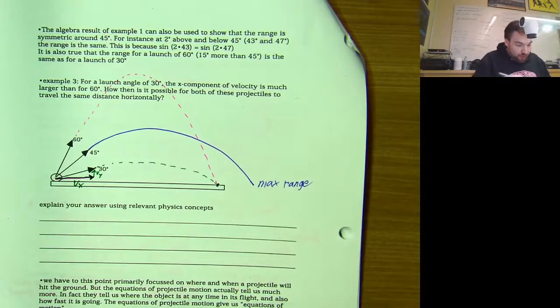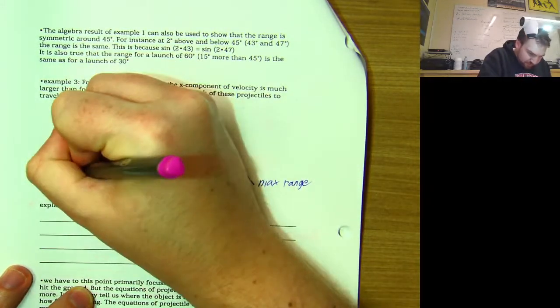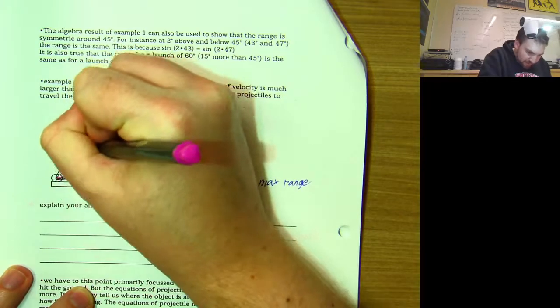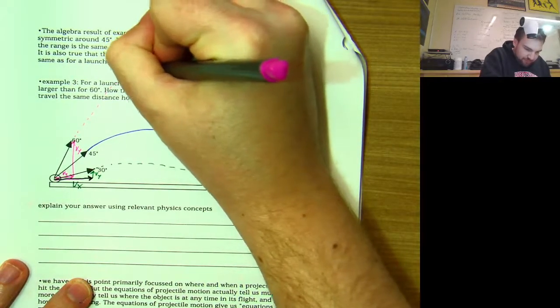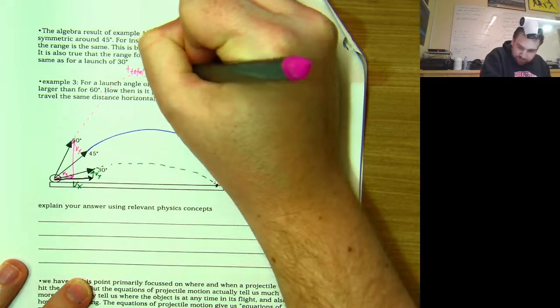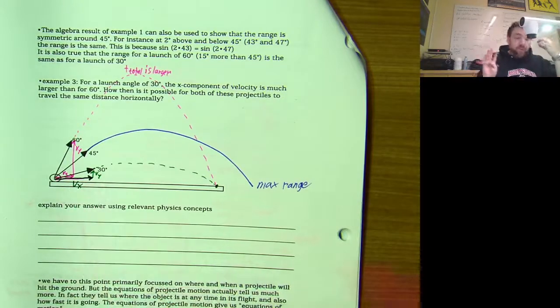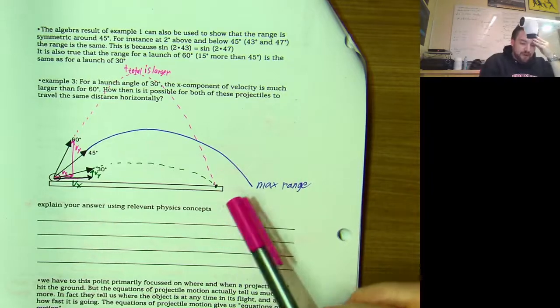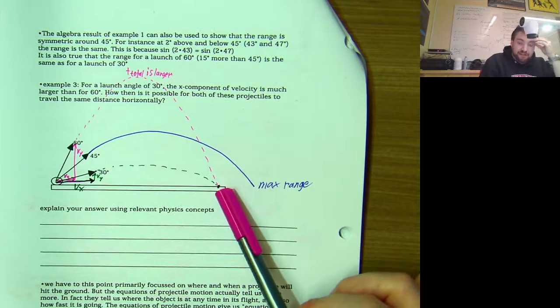For this one, though, I've got a Vx that's a lot smaller, but I've got a Vy that's a lot larger. So total time here, T total, is larger. Because my Vy is really, really big, it's going to go way up high, and then it's going to come back down. But either way, we've got the same range.